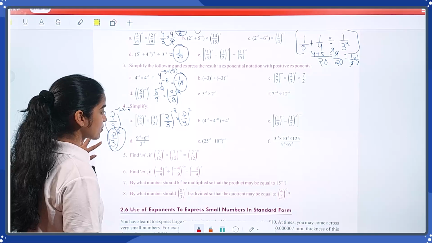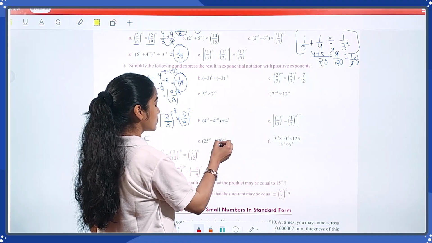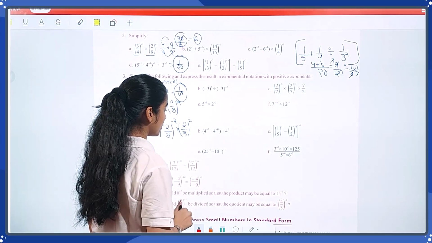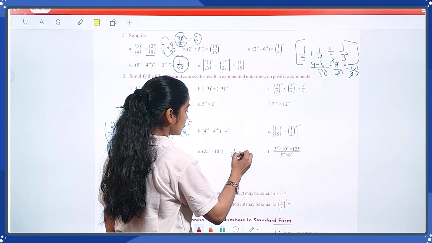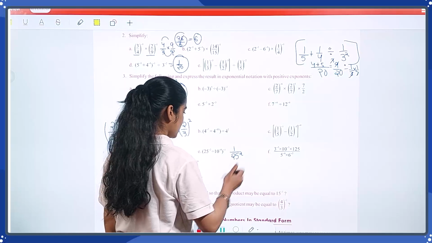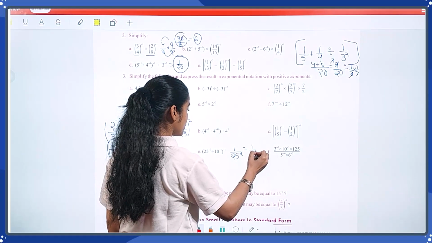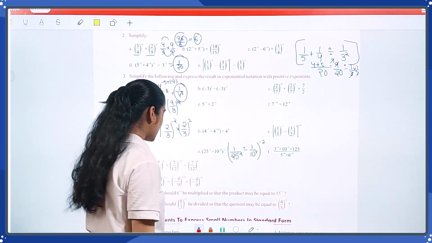Okay. Next question. 25 raised to the power minus 2 divided by 10 raised to the power minus 4 divided by bracket value is minus 1. So 1 by 25 raised to the power 2 divided by 1 by 10 raised to the power 4. First you have to solve it and then you will get your answer.